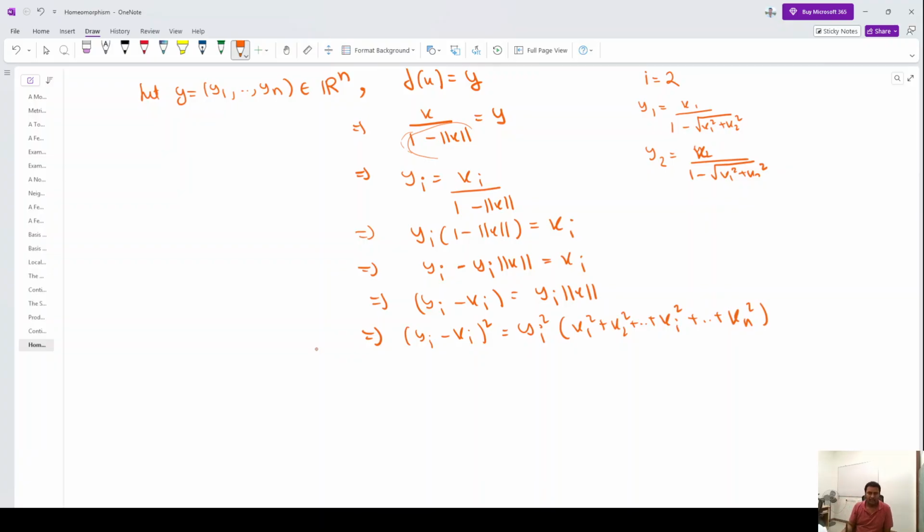This term you have. Now you expand this also: yi square plus xi square minus 2 yi xi, right? And this whole thing here. I would have, in terms of norm only, I think that would be easy.